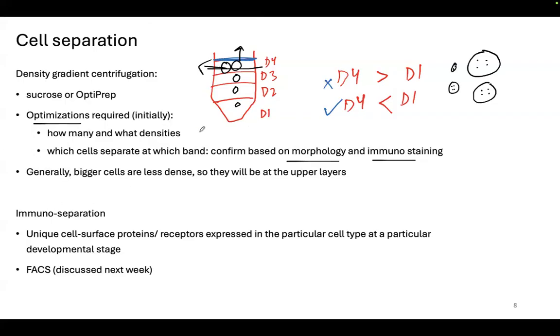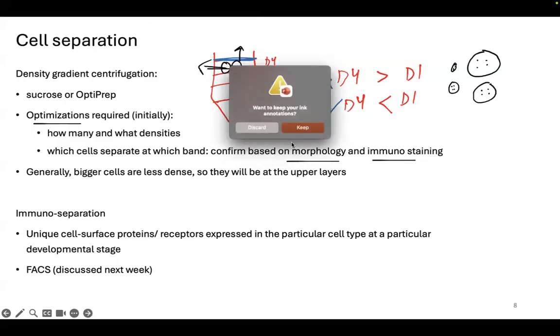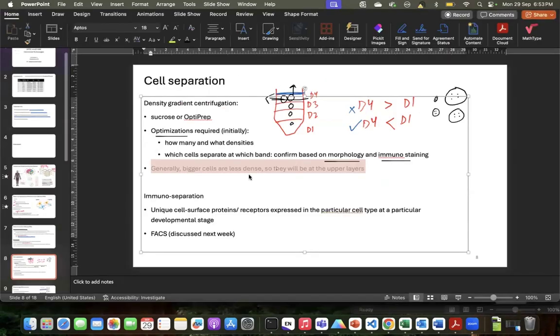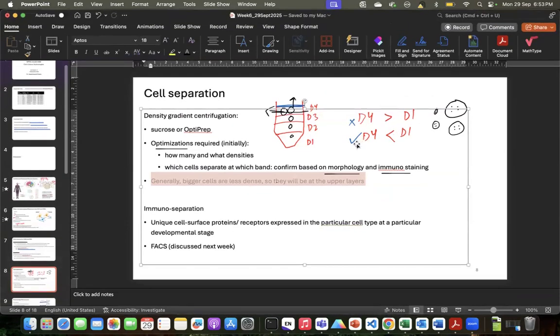That is the density gradient identification. Actually, now I was just thinking about it, maybe this statement is not correct, because density has nothing to do with the cell type actually. I mean, it could be bigger cells, but if they have something like a vacuole or an empty space, they could be less dense. I think I'll just remove this for now.